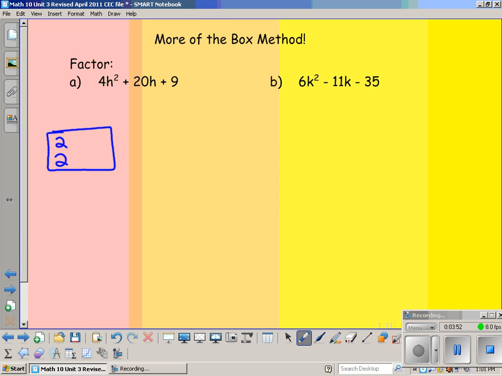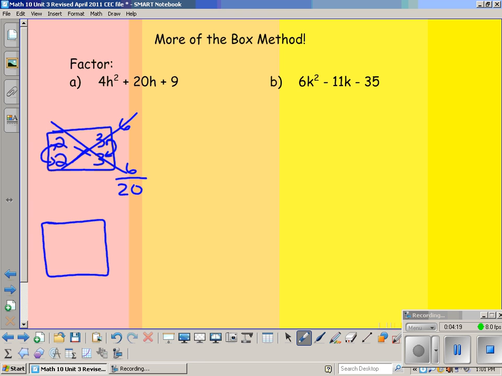Of 9, we've got 1 and 9 or 3 and 3. So we're going to try 3 and 3. Multiply across the diagonal. That is not going to work. We are not going to get 20. Sometimes you might just change the order in one of your columns. But in this case, that's not going to work because they were the same number. So we need to simply try a different combination of factors.